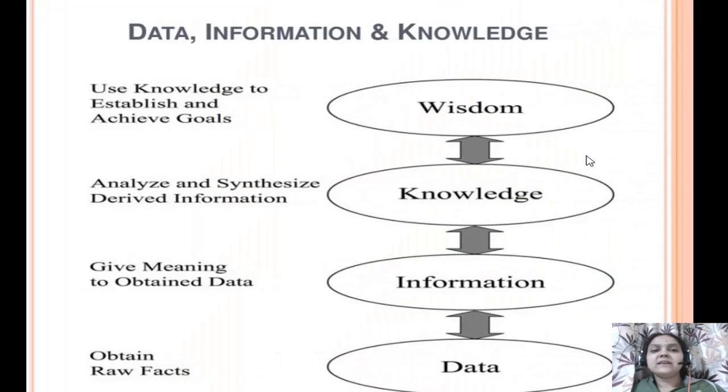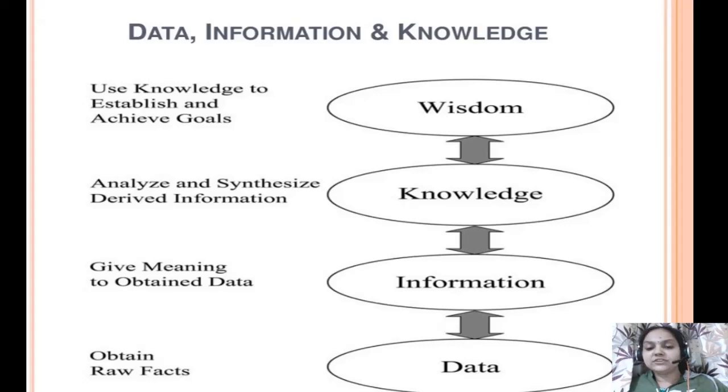Next is data, information and knowledge. These are three different things. Use knowledge to establish and achieve goals. So here I have the hierarchy. I have data, then I convert that data into information. I convert that information to get knowledge, and after I achieve the knowledge, I get wisdom. Wisdom means achieving the goals.